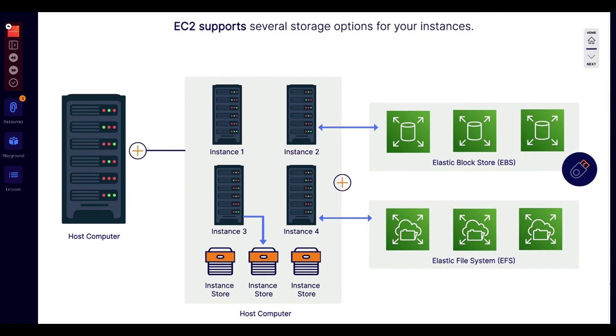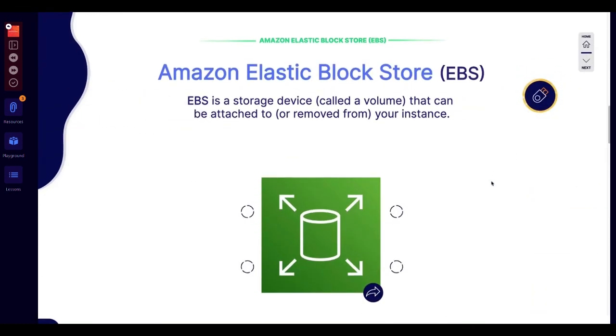So let's take a closer look at EBS volumes. EBS is a storage service where you can attach volumes to your EC2 instances. These volumes can be attached or detached, and that data will persist. So even when you stop that EC2 instance, the data in an EBS volume persists, just like a flash drive or an external hard drive.